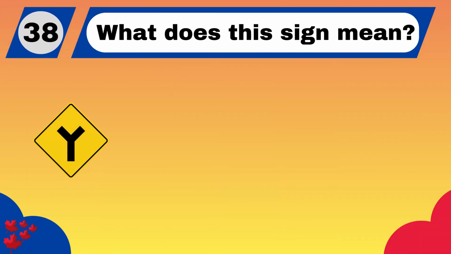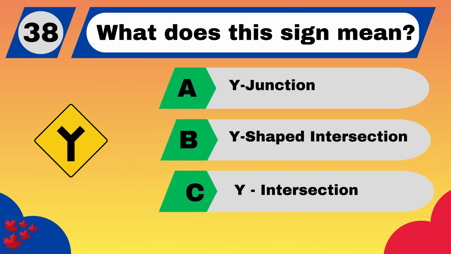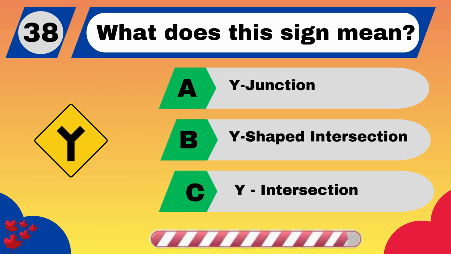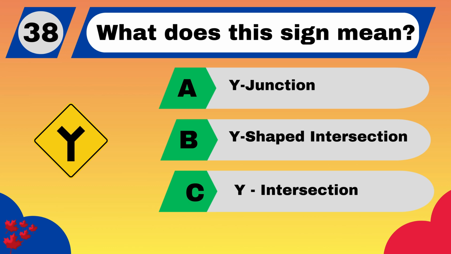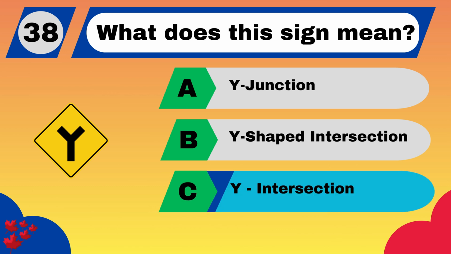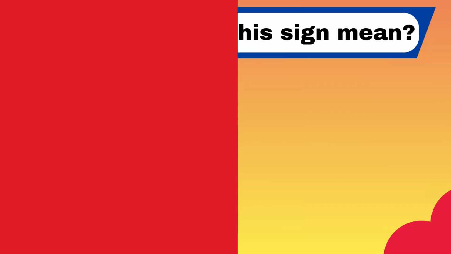Question 38. Can you identify this road sign? A. Y junction. B. Y-shaped intersection. C. Y intersection. Well done. C. This sign represents a Y intersection.